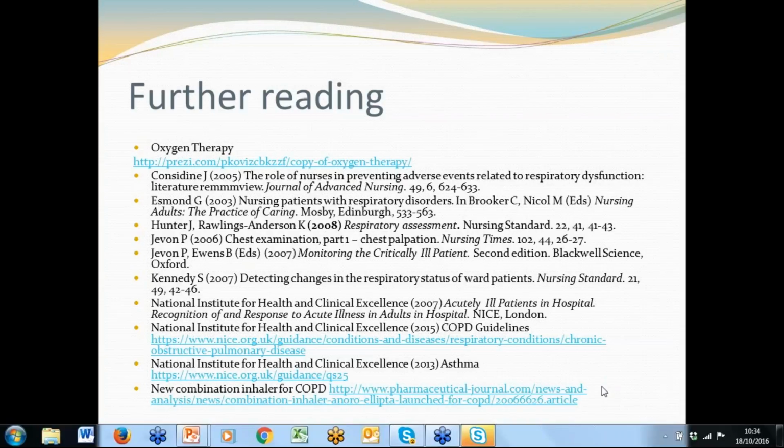Here's some further reading. Please look at NICE guidelines, but please also have a look at some of these bits and pieces when it becomes relevant to you. Some of you may be thinking about doing case studies with people like this, and there's an opportunity then to return. The British Thoracic Society are also really key in developing guidelines, and you'll see that with NICE.